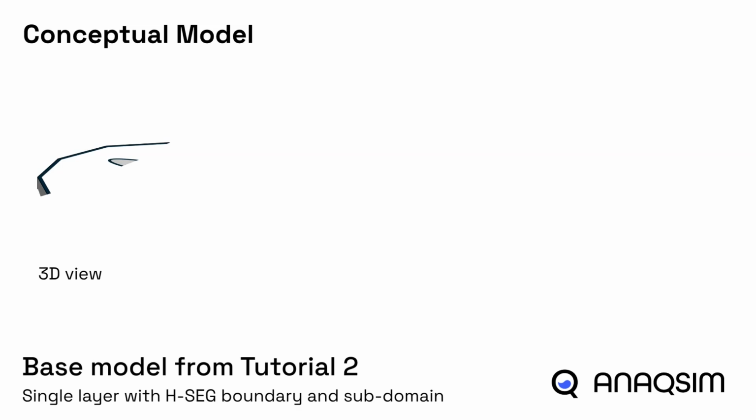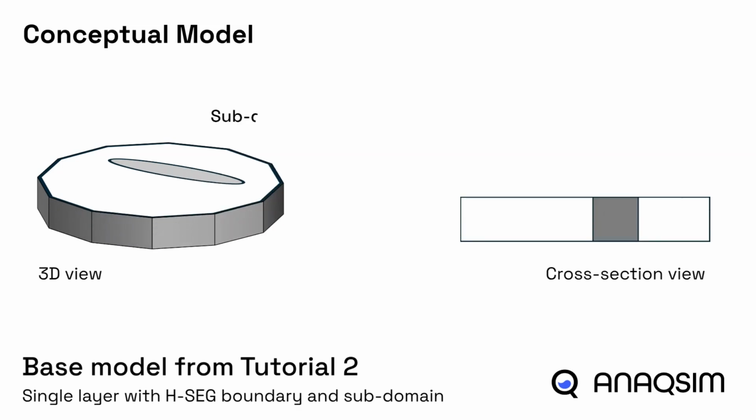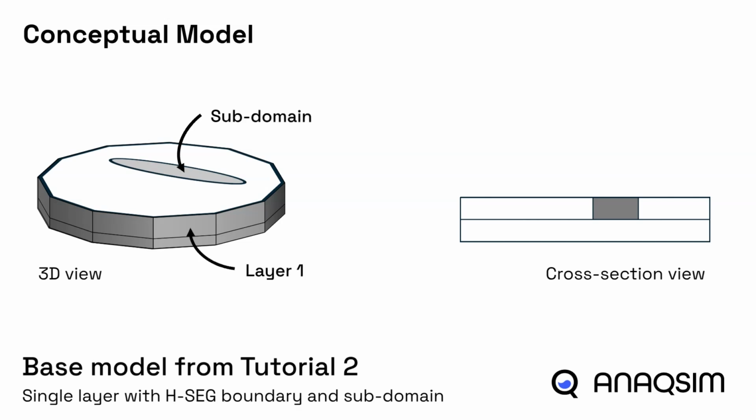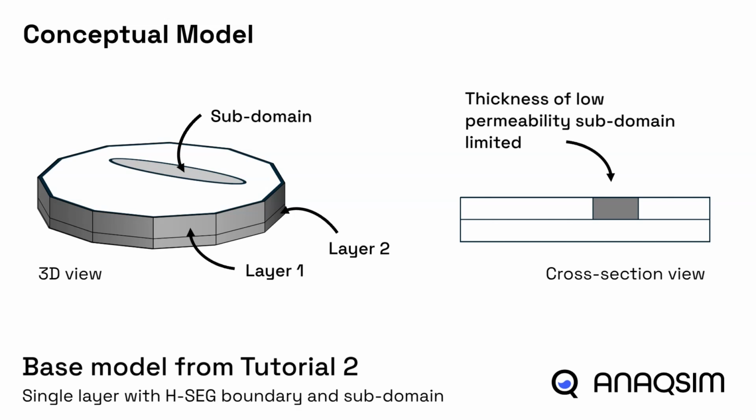Let's take a look at the conceptual model for this example. We'll use the existing hseg domain from the previous model, modify the layer thickness, and add a new layer below. The total thickness of this updated model will be the same as the one we built in tutorial 2. We're just redistributing it between two layers. But as you'll see, by creating this lower layer, we can effectively limit the thickness of the low permeability subdomain and thus change the flow characteristics of the entire model.